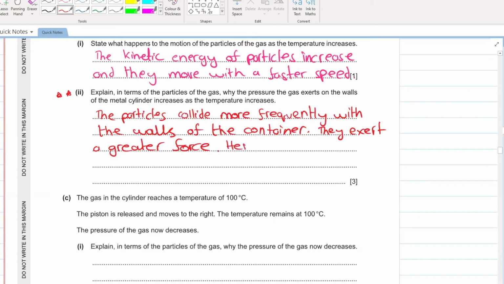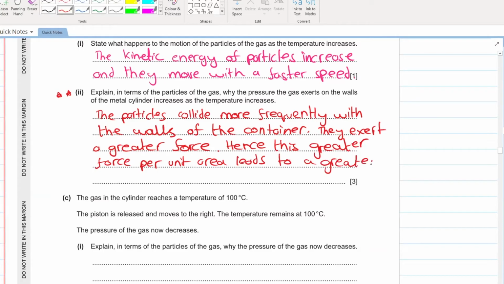Hence, this greater force per unit area leads to a greater pressure. Nothing complicated here. Let's move further ahead.